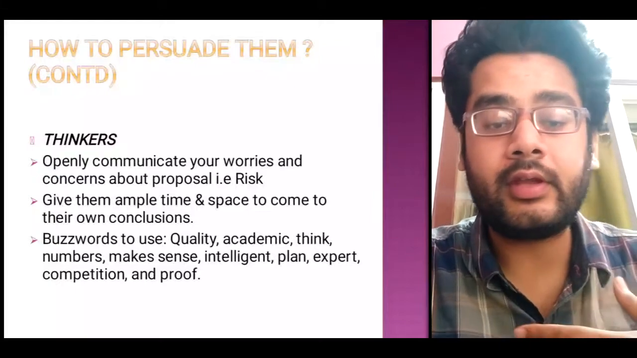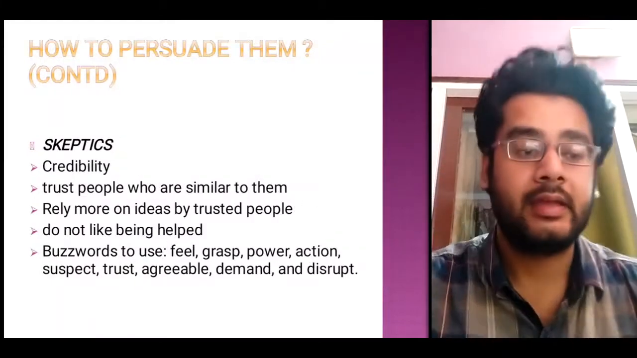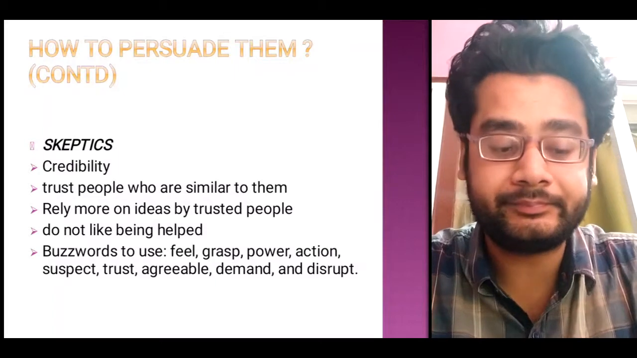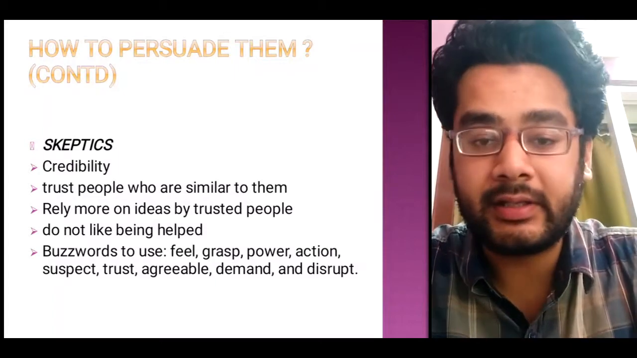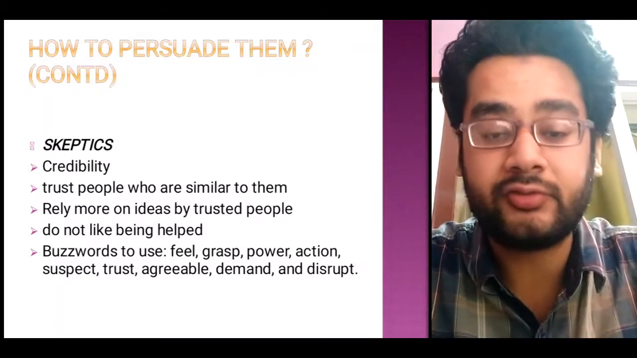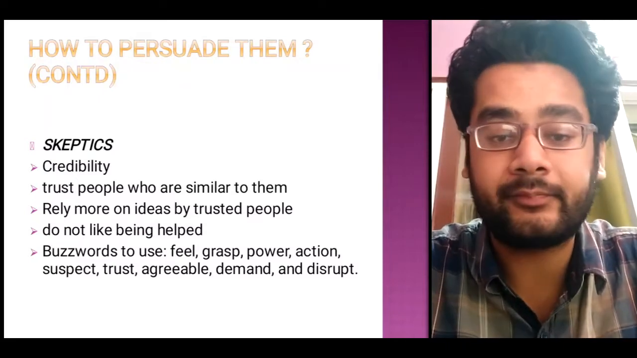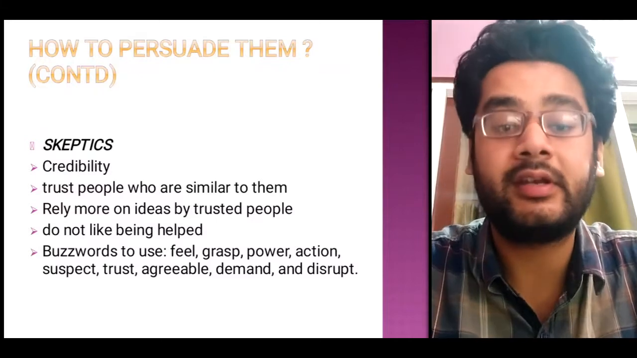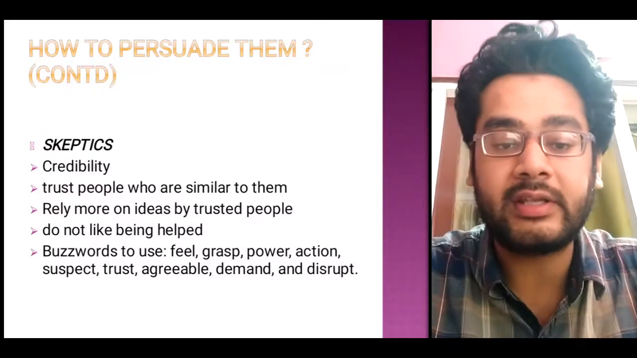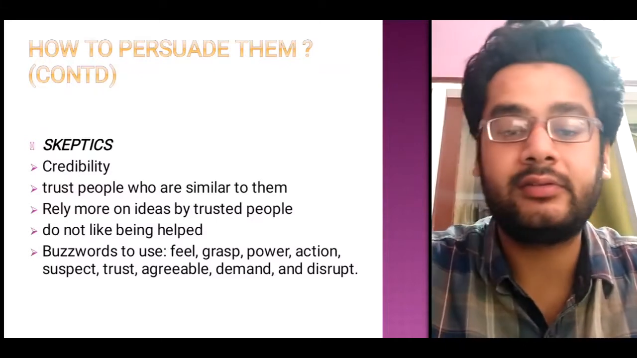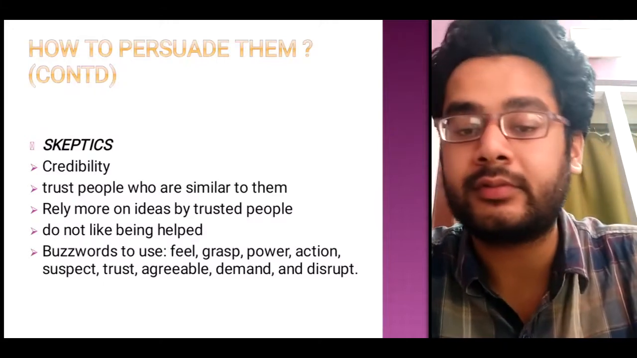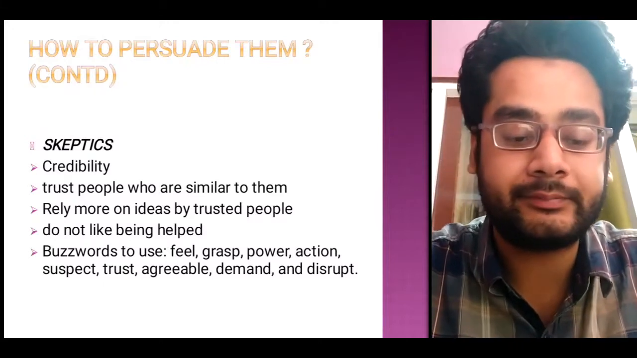Now we have skeptics. Skeptics are demanding, disagreeable, antisocial, and take-charge people. In order to influence them, we need to be as credible as possible. Provide them credible information. There is no need to provide them uncredible information because they will not like it.